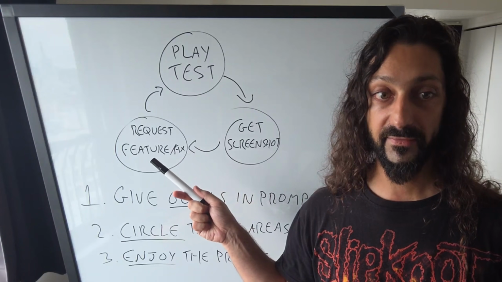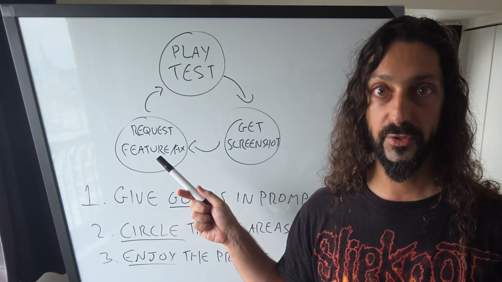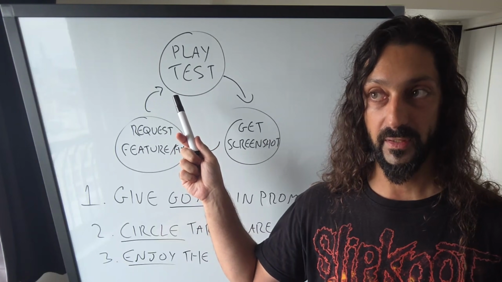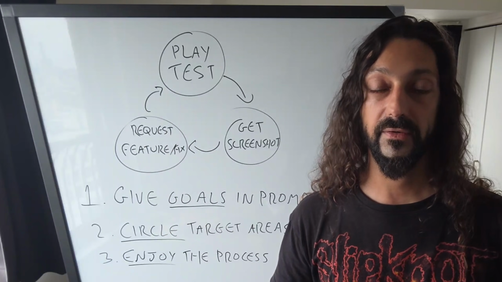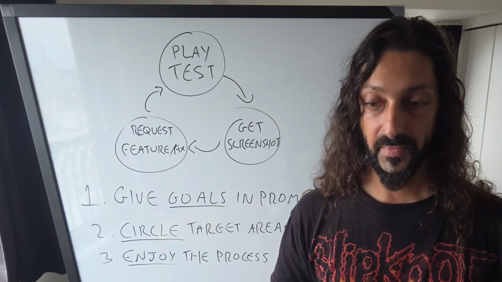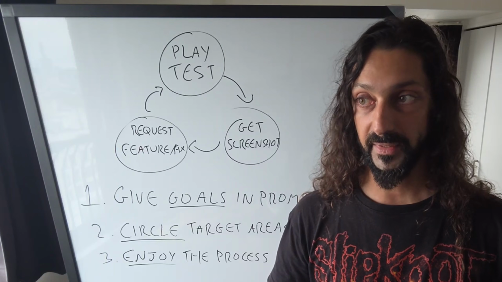And then when I have that, I can request the AI to add the feature or implement the fix I want. And then that just leaves us with starting from the first step again of playtesting, making sure the feature or the fix is implemented, and starting that process over again to see what we want to implement next.